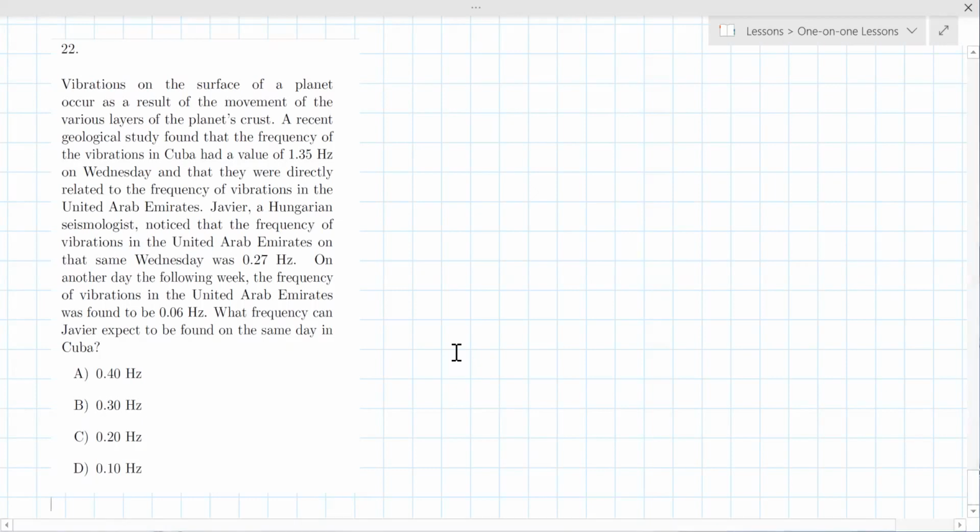Oh, so it's just asking for the first country instead of the second one. Okay. Equals.